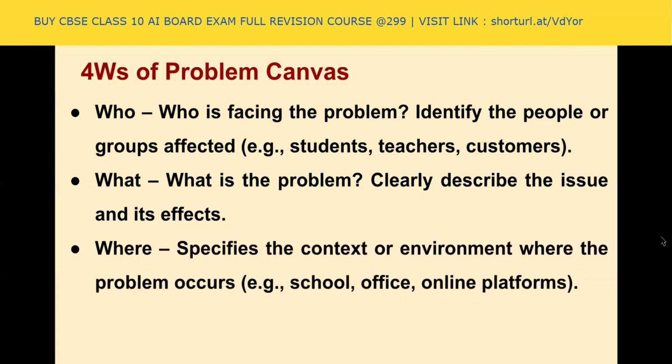Now, where? Where basically means what is the context where we need to solve this problem? It may be in an office. We need to know what kind of solution we need to implement. Maybe the solution is to be applied through an online platform, or in a particular area. Like in a school we need some kind of system, or in an office we need some kind of AI solution for attendance. This is the location where we need to apply the solution.